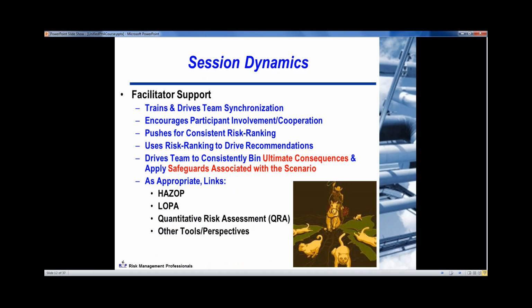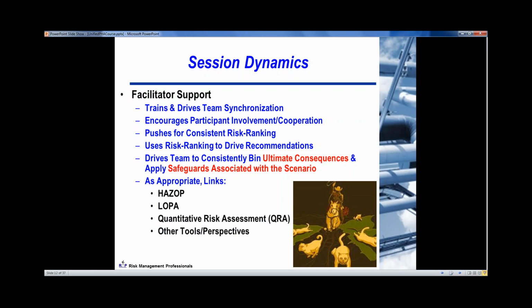Other things with respect to system dynamics is the facilitator support. They've really got to train the team, drive synchronization. They need to be really dialed in, understand the process, looking at the ultimate consequences, looking at those severity rankings, and make sure there's a lot of consistency there. They really need to encourage involvement, consistent risk ranking, making sure that you correlate the risk ranking to any recommendations that are coming out of that.